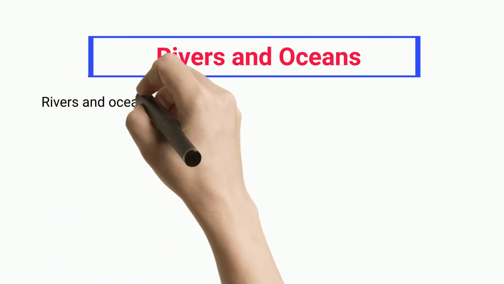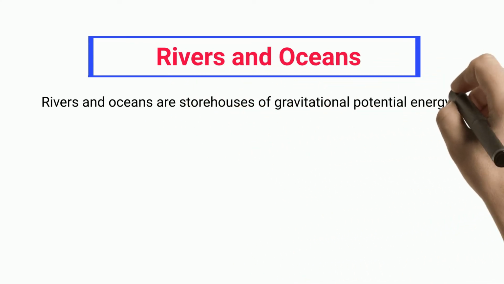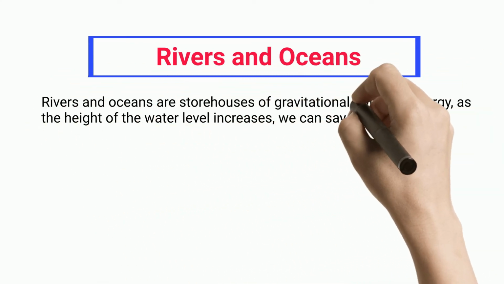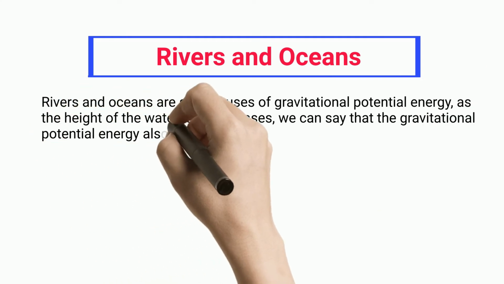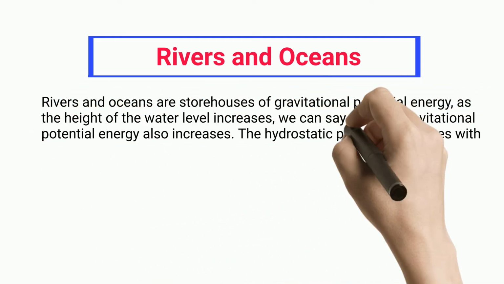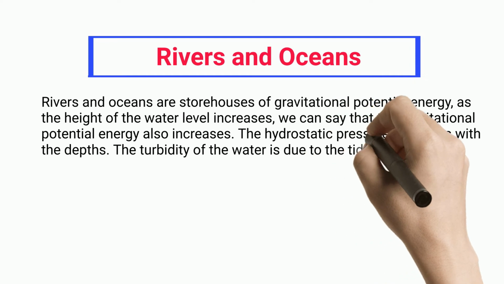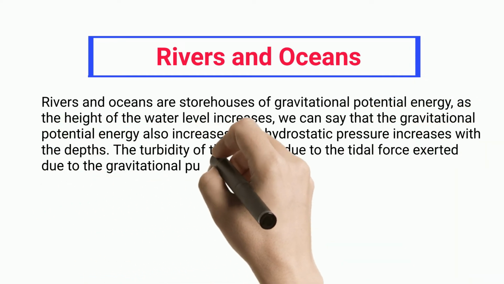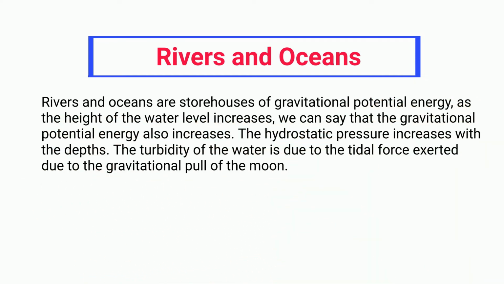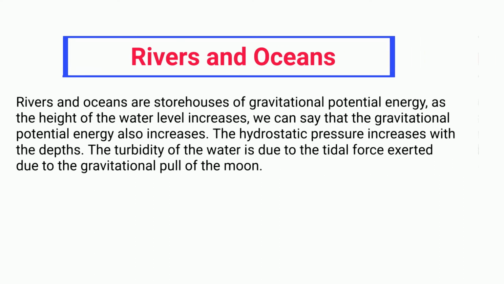Rivers and oceans. Rivers and oceans are storehouses of gravitational potential energy. As the height of the water level increases, we can say that the gravitational potential energy also increases. The hydrostatic pressure increases with the depths. The turbidity of the water is due to the tidal force exerted due to the gravitational pull of the moon.